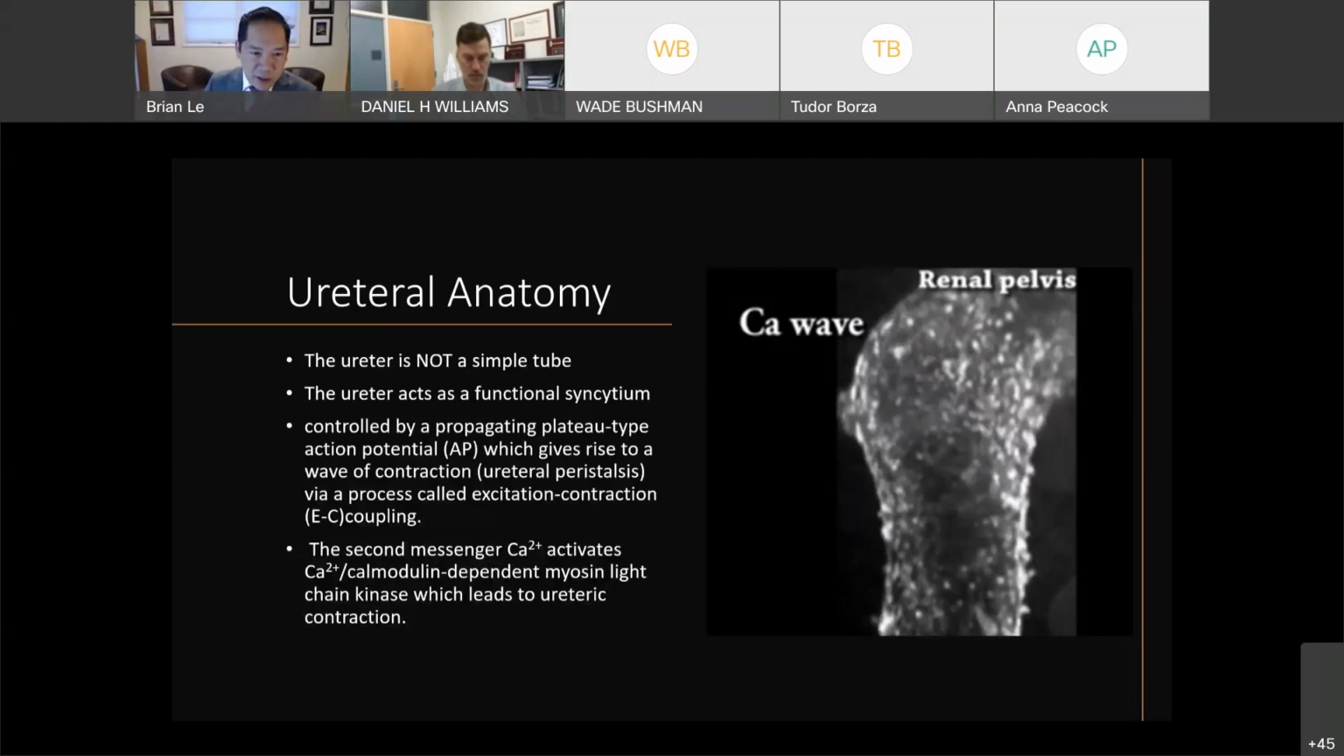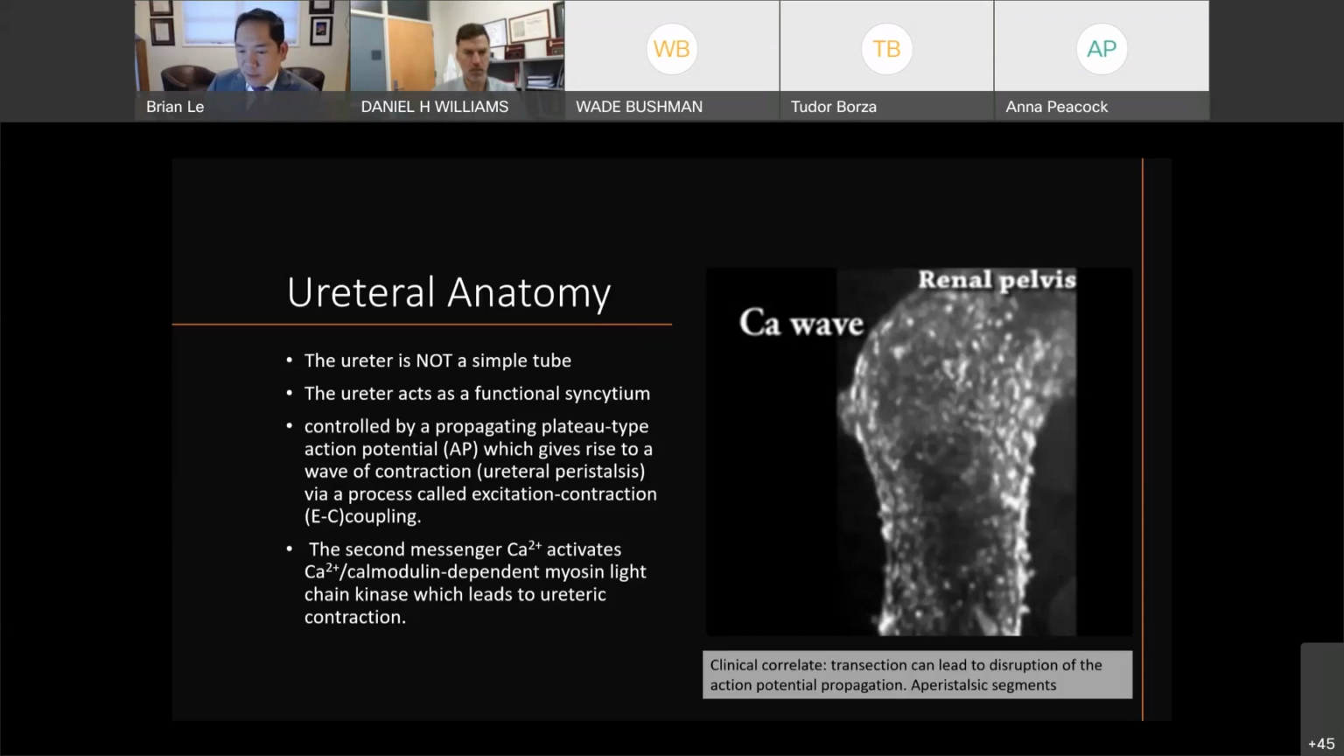I tried hard to try all these different ways to get it into the presentation, but I was just able to get a picture. So the idea is that there is this ureteral peristalsis that happens with this wave-like contraction of excitation-contraction coupling that kind of moves boluses of urine down the ureter. And the clinical correlate of that is that transection can lead to disruption of this action potential propagation and lead to aperistaltic segments.